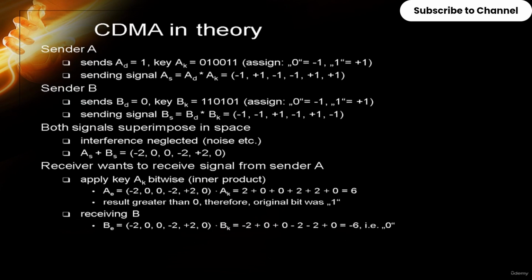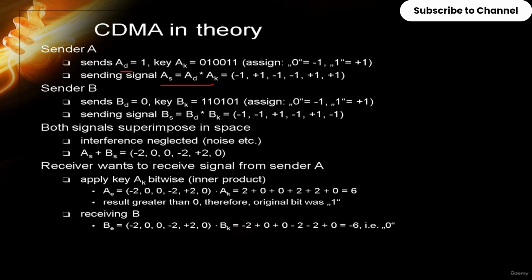Sender A is using the sending data AD as 1 and a key AK, like 010011. Here we are assigning 0 as -1 and 1 as +1. So the sending signal is calculated with the formula AS is equal to AD star AK.